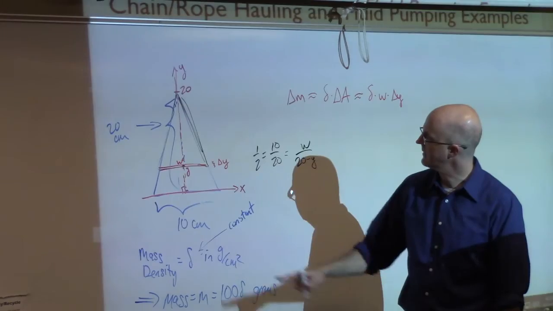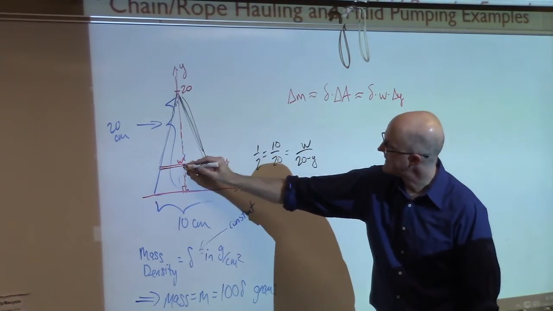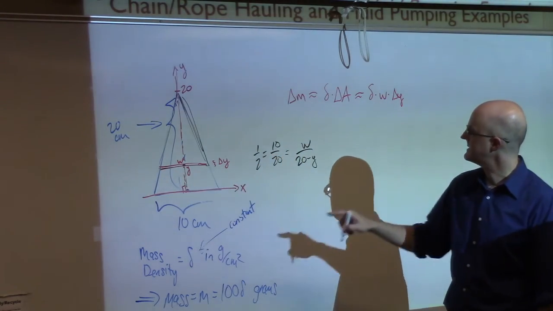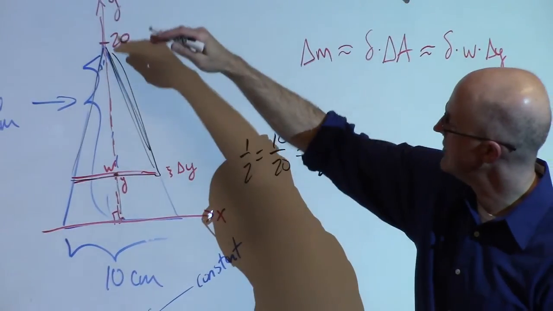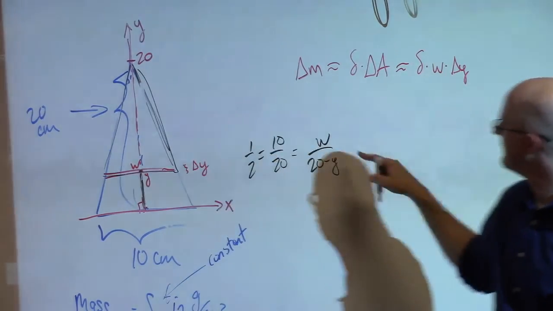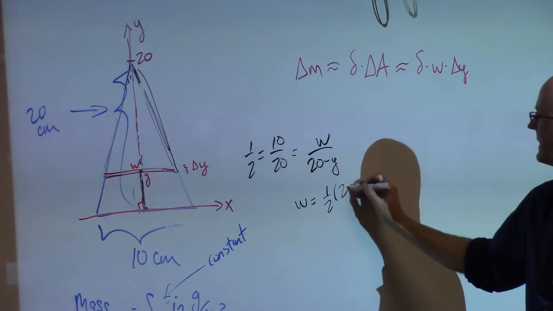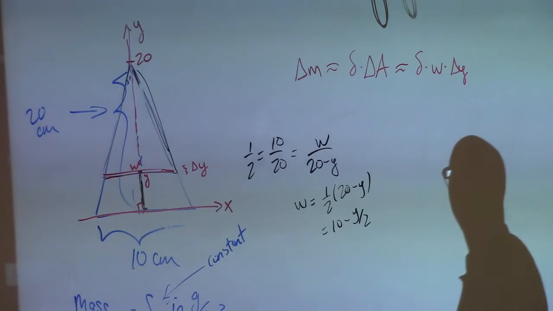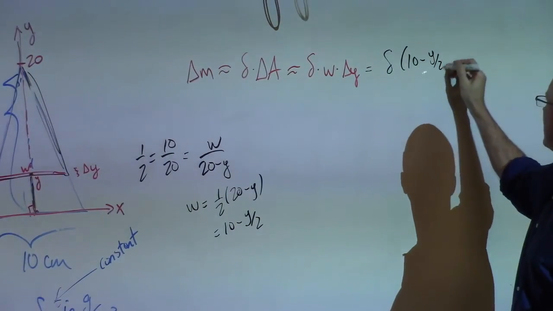Look at the smaller triangle. Its base is w. W is this length here, whereas y is this length there. Its height is this length right there. The big triangle has height 20. Y represents this length right there. Therefore, this length is 20 minus y. You can solve for w. W is 1/2 times 20 minus y, which is 10 minus y over 2. And therefore, I can substitute back up here a 10 minus y over 2 in place of w.